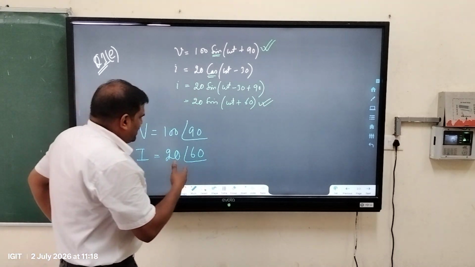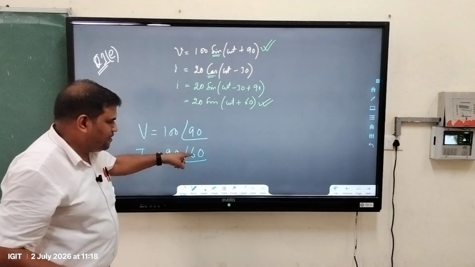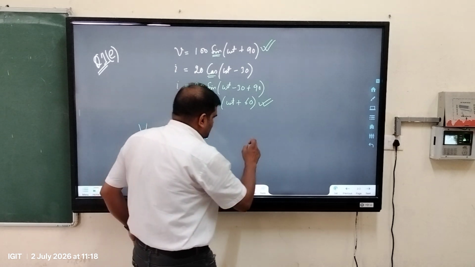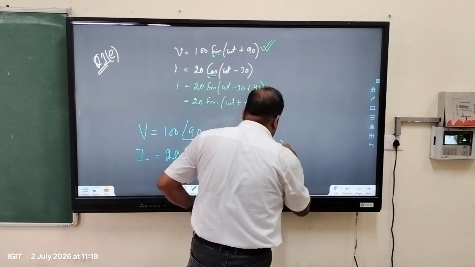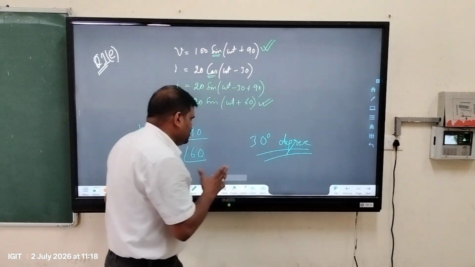So from this one can easily say the current is lagging the voltage by what degree? 90 minus 60, that is 30 degrees. So easily you can say 30 degrees is the answer. Correct? In this way you can solve.